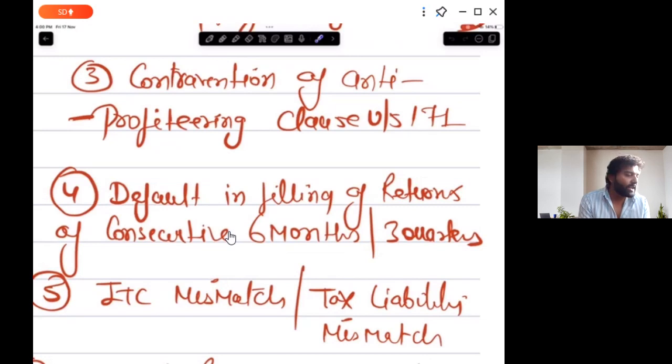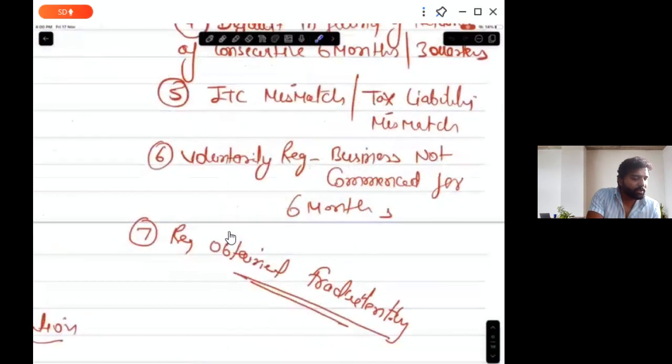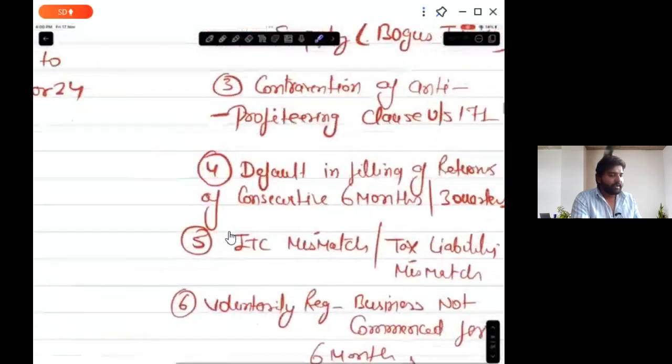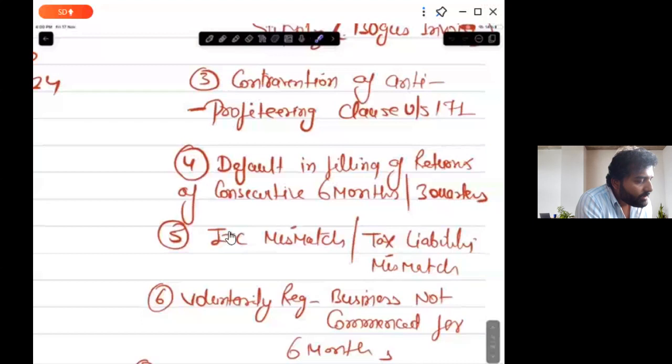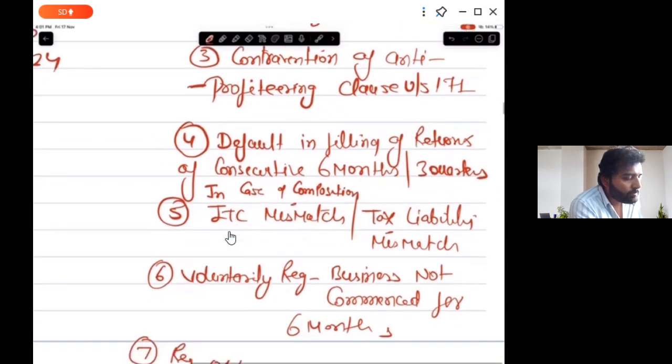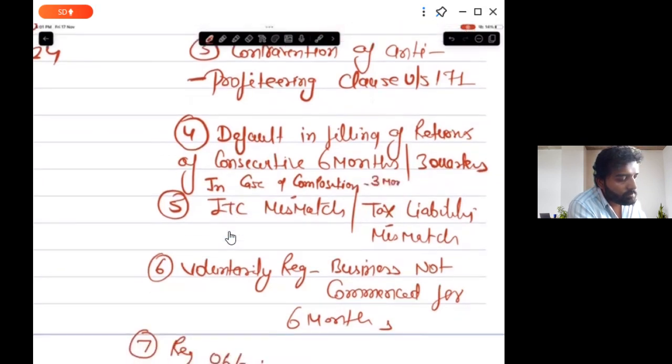So if I am a quarterly return filer, then 3 quarters. If I am a monthly return filer, then 6 months. But if I am a composition dealer, then there is an amendment here. In case of composition dealer, there is an amendment. And you know what is the amendment? I will write it down here. In case of composition, it's 3 months from due date.